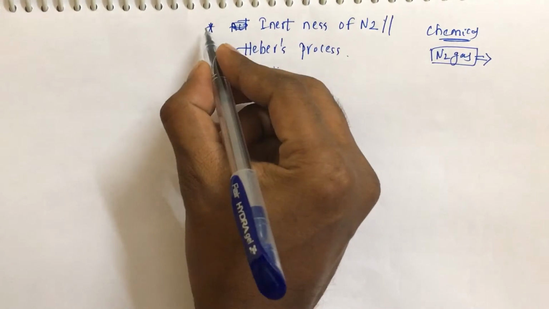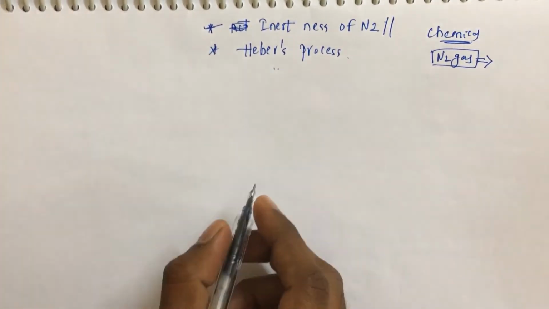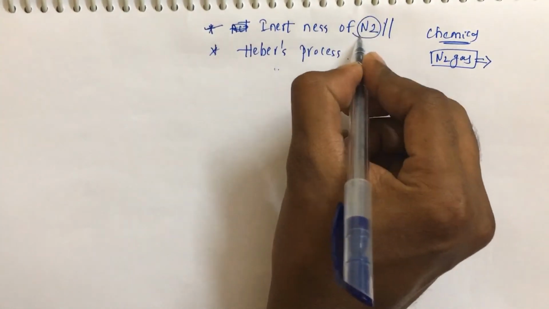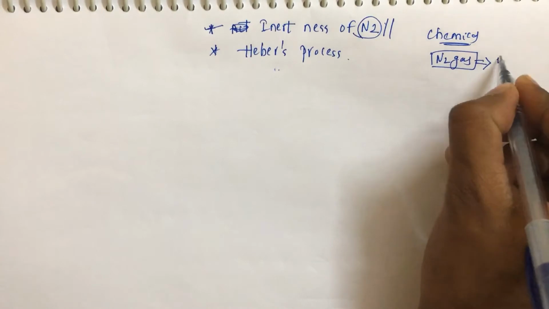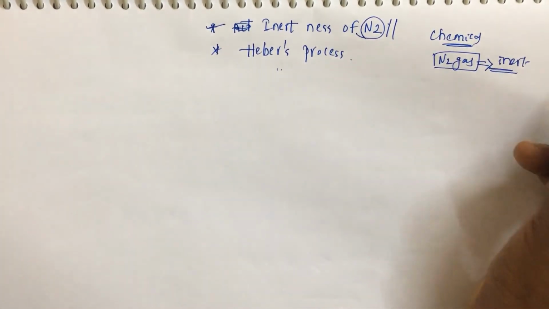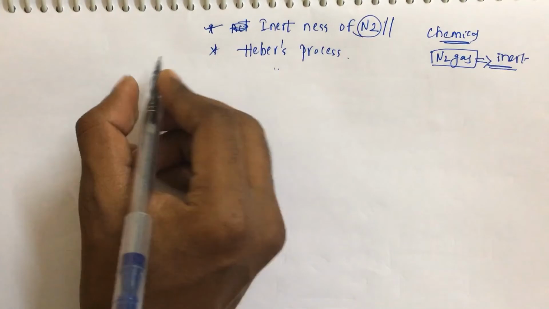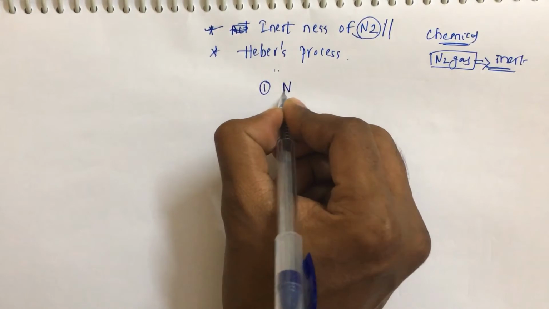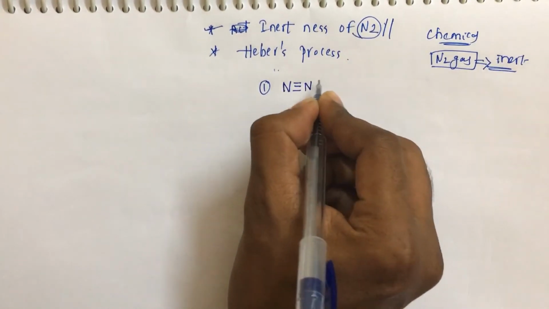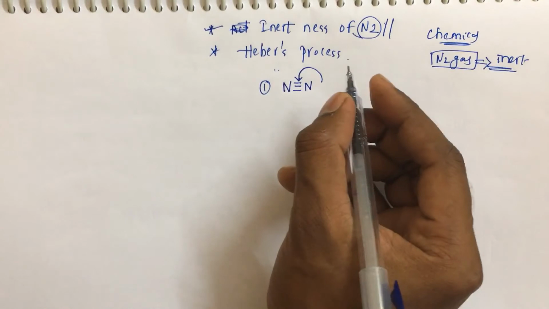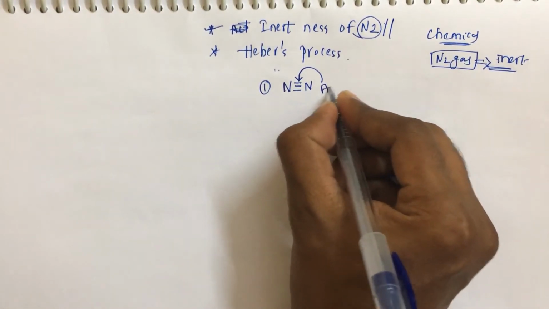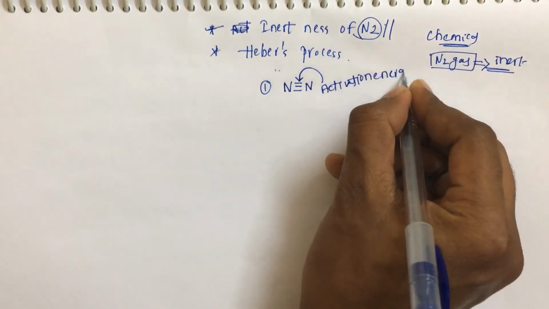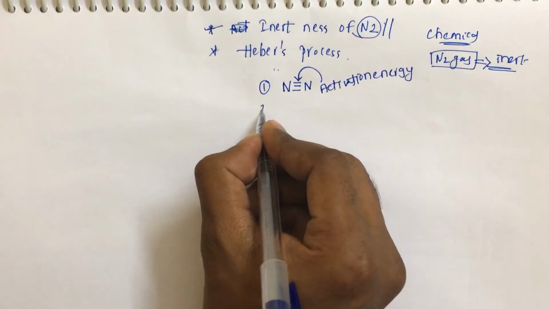So next important topics are inertness of N2 and Haber's process. When we are doing some chemical reaction, in that chemical reaction we use nitrogen atmosphere, because nitrogen atmosphere is inert in nature. So why is this inert? There are three reasons why we say that N2 is inert. The first one is the bond order between nitrogen and nitrogen is 3. If we need to break this triple bond, we need so much activation energy. And because of that reason this is inert. So this is the first thing we need to remember.